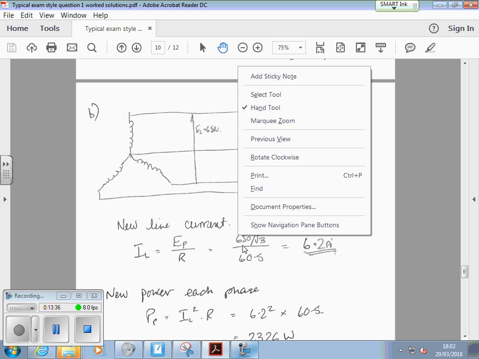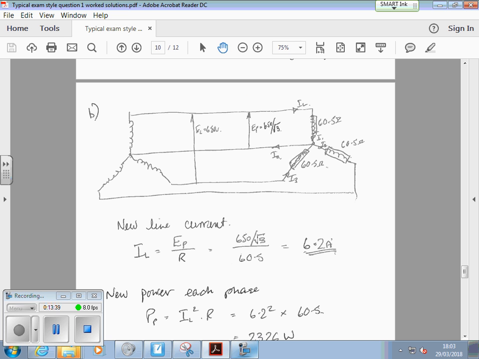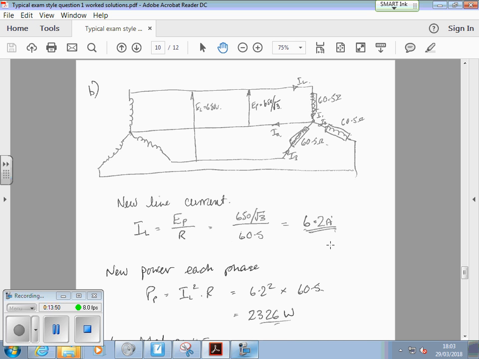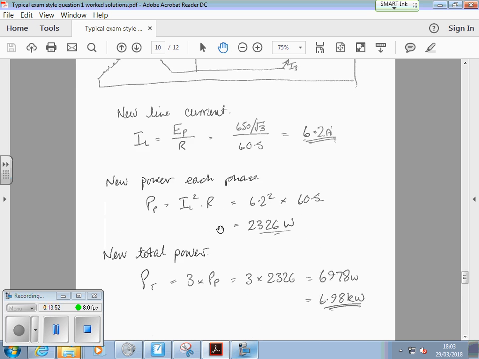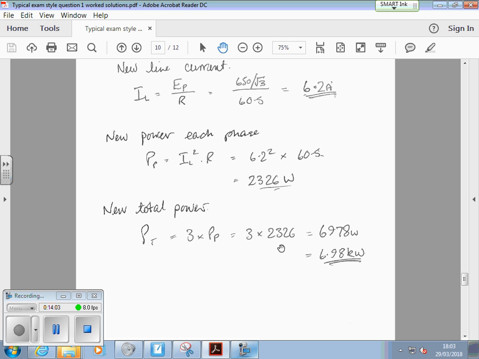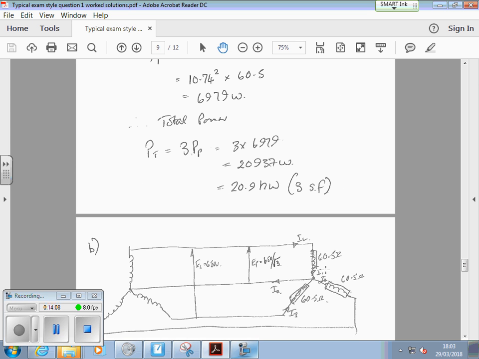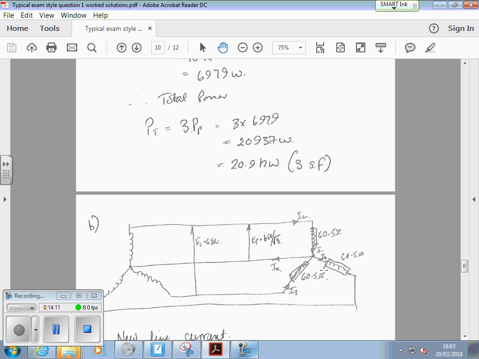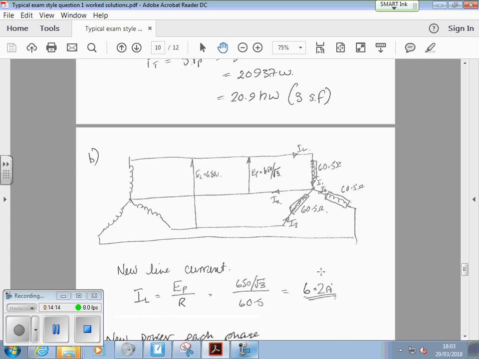I would prefer to see it used like that rather than calculate what 650 over root 3 is and round it. More professional to do it that way. So you're carrying everything through. 6.2 amps. New power for each phase, again I've used I squared R, 2326 watts. The new total power is 3 times that, 6.98 kilowatts, which compares with the delta system of 20.9. So about a third.